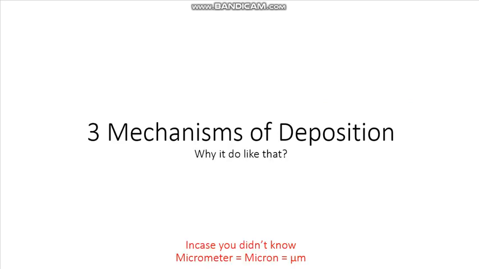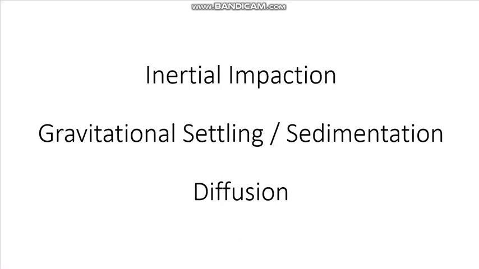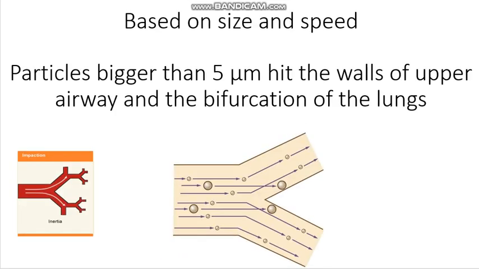3 mechanisms of deposition are inertial impaction, gravitational settling or sedimentation, and diffusion. Inertial impaction is based on size and speed. Particles bigger than 5 micrometers hit the walls of the upper airway and the bifurcation of the lungs.